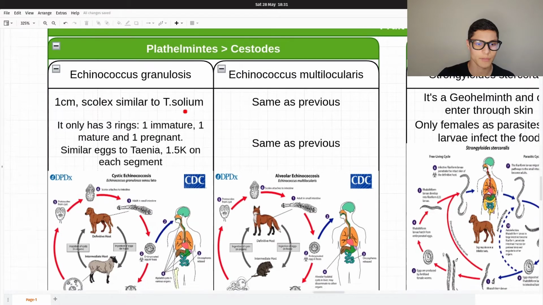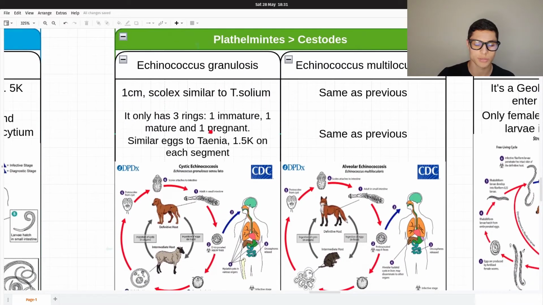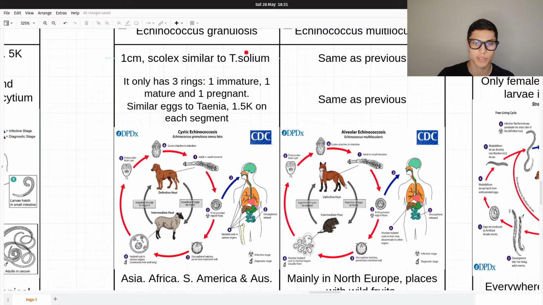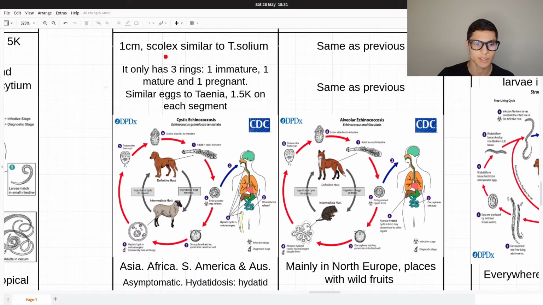Okay, so we start with cestodes. In this case we have here Echinococcus granulosus. It's very similar to Taenia solium. Indeed, the scolex is pretty much the same. Also, the eggs are very similar to Taenia. The difference is that it only has 3 rings, one immature, one mature and one pregnant. And the thing is, we have 1500 eggs on each segment.